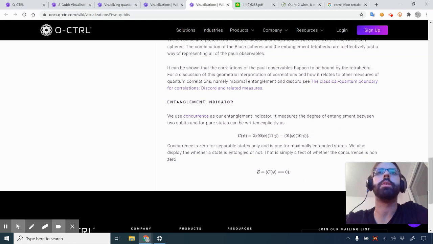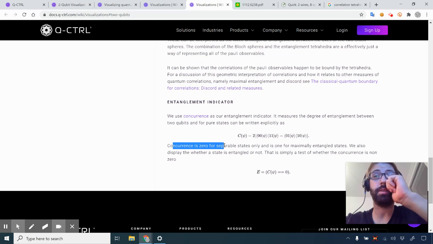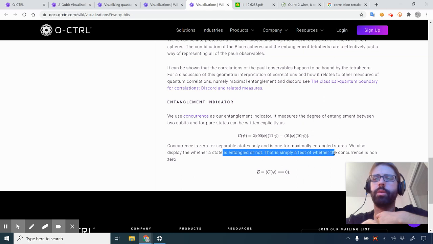This is concurrence as our entanglement indicator. Okay, but this is sort of a general way of measuring that. Concurrence is 0 for separable states only, and is 1 for maximally entangled states. Why? Oh, because it's 1 because it's going to be a half? No. There's a 2 in here, so how would this be 1? Only if this whole thing would be like a half. It can also display whether a state is entangled or not. That is simply a test for whether the concurrence is non-zero.